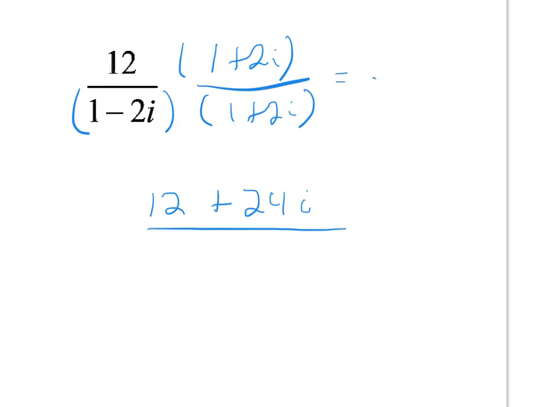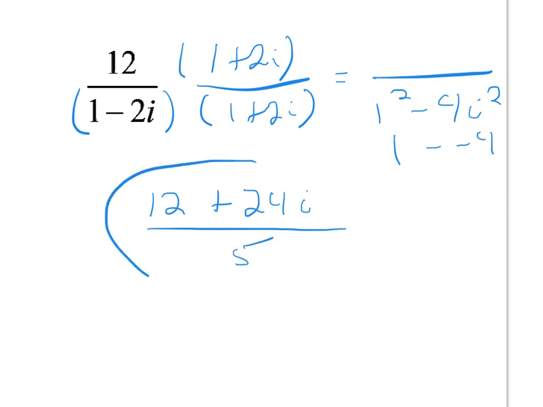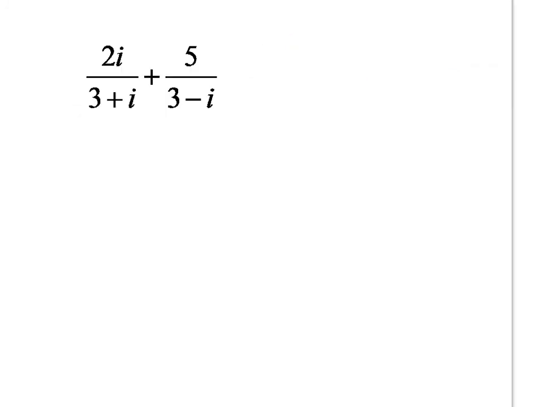I'll do this over here. 1 squared minus 4i squared. Well, 4i squared is negative 4, so that becomes plus 4. So I have 1 squared, 1. 1 plus 4 is 5. My final answer is that, because that's not simplifiable: 12 plus 24i all over 5.